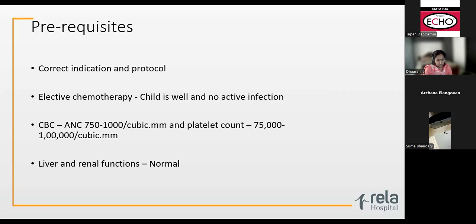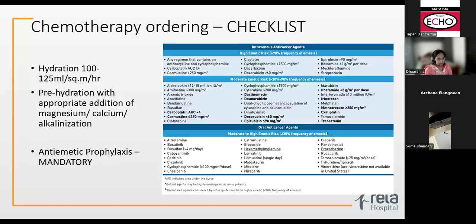And we always check the liver and renal functions periodically and ensure that they are normal. If any of these things are abnormal, then we have to either withhold the chemotherapy or modify the doses accordingly. So again, the point is that we need to check all these things before we connect a chemotherapy to the patient. So before ordering, I'll show you a model chart, how it has to be written.